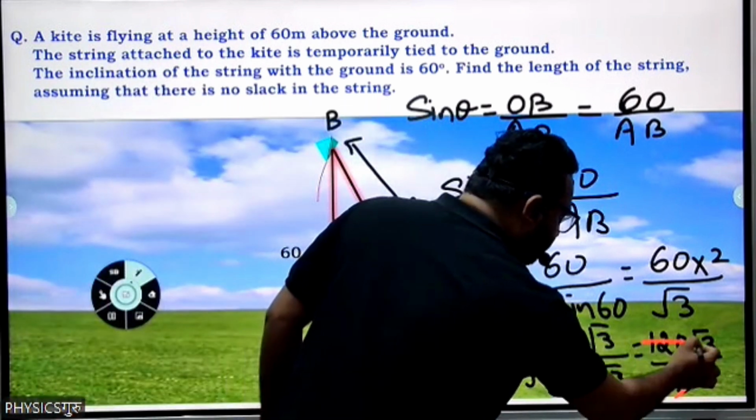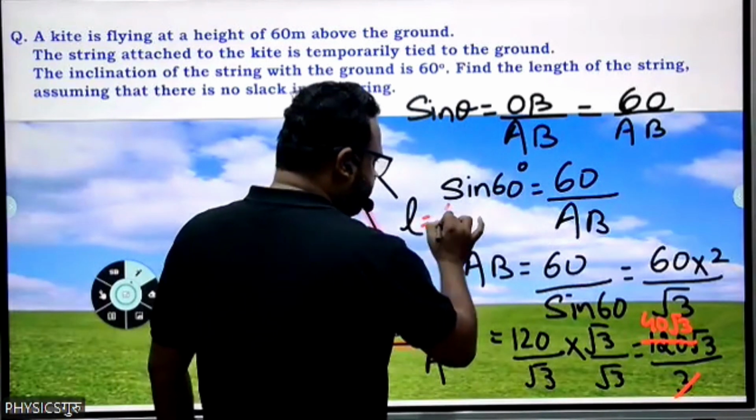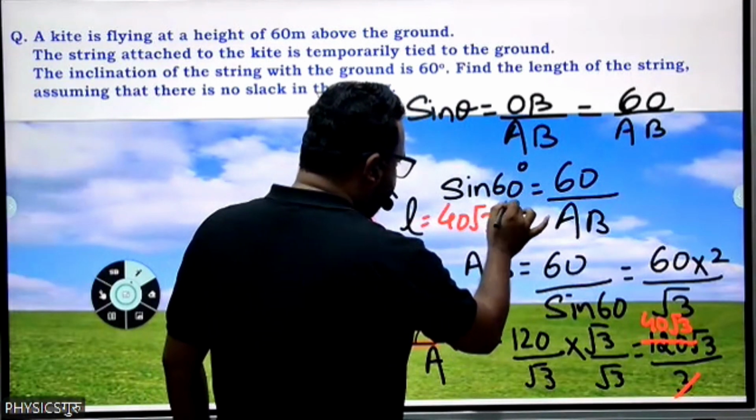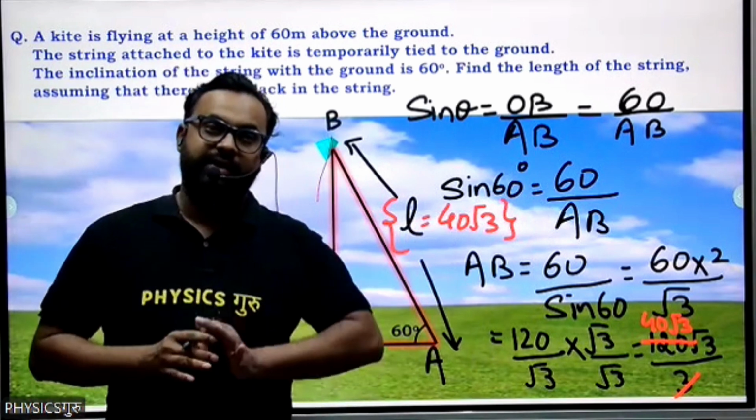So 3 4s are 12. So it is 40 root 3. So this required length is 40 root 3.